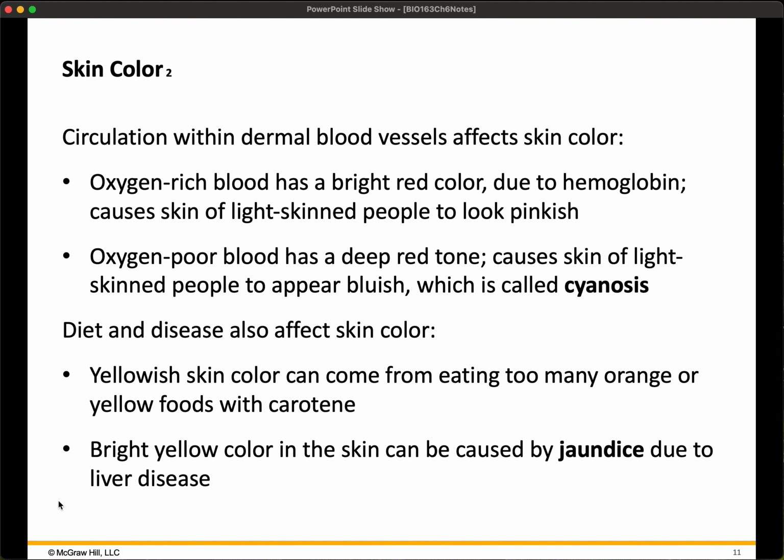It can come from jaundice due to liver disease, your liver not functioning properly, and that can cause your skin to turn that bright yellow color. So either one, if your skin starts changing color, go see a doctor, okay? Especially if it's this bright yellow color. Jaundice can be absolutely fatal, and within a couple of days of starting to show symptoms, you can die from that.